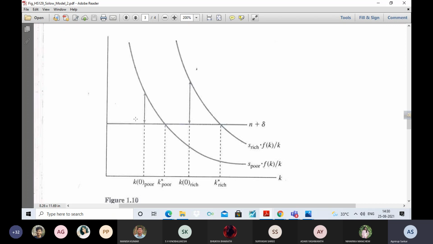So the intuition is that the low saving rate of the poor economy offsets its higher average product of capital as a determinant of economic growth, right? The low saving rate for a poorer nation basically outweighs or offsets the higher average product of capital as a determinant of economic growth. Hence, the poor economy may grow at a slower rate compared to the richer economy, right?